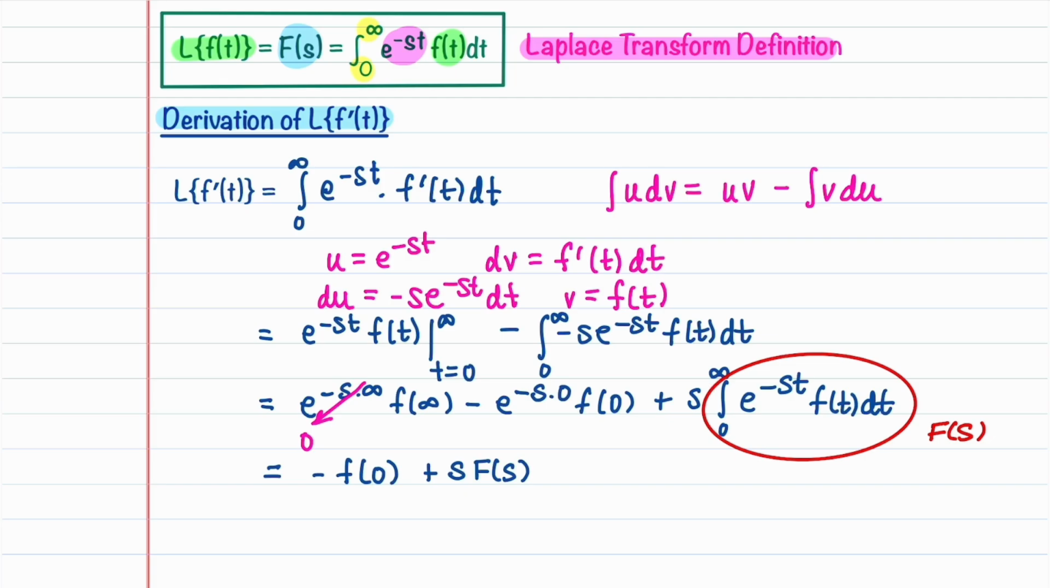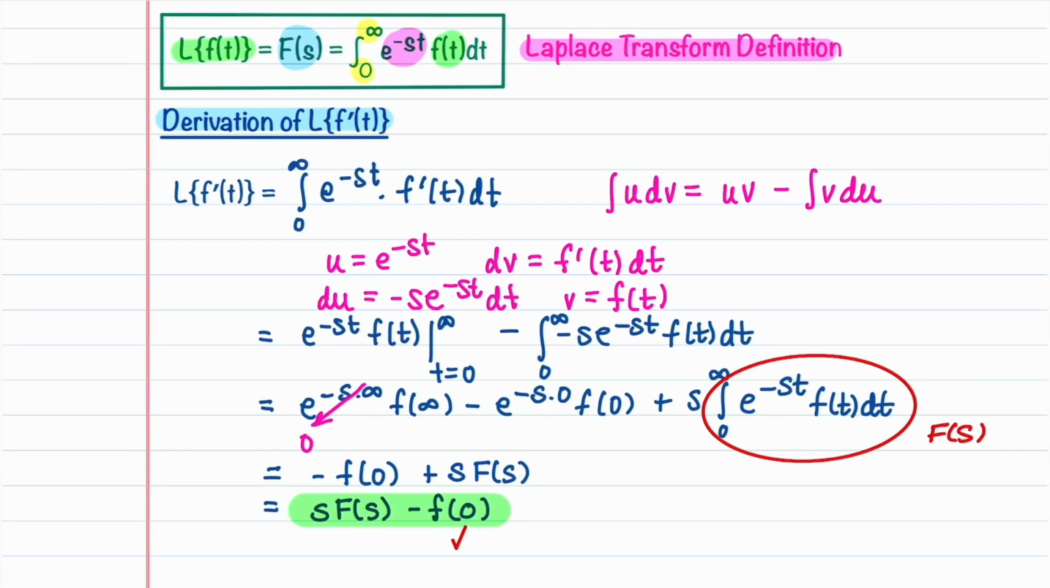Now we're going to rewrite this into the more standard form. This is equal to s times capital F of s minus little f of 0. That's the Laplace transform of the first derivative of a function. Notice that this is an algebraic expression in terms of s, and the initial value, little f of 0, appears automatically.